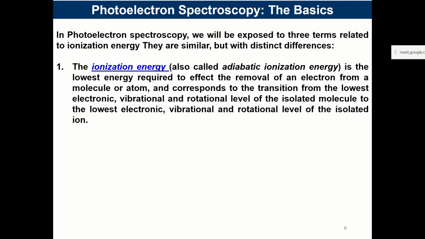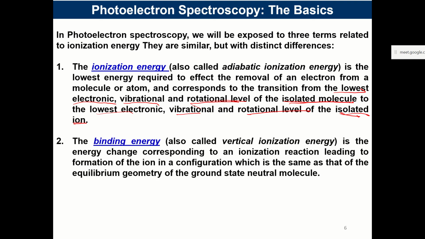For an atom it is very simple, but a molecule, in addition to simple translational motion, will have vibrational and rotational levels. So for a molecule, ionization energy is defined as the transition from the lowest electronic, vibrational, rotational level of the isolated molecule to the lowest electronic, vibrational, rotational level of the isolated ion. So we are talking about the energy difference between the isolated molecule and the isolated ion. The lowest possible state of each one of them is compared, and that difference is called ionization energy.